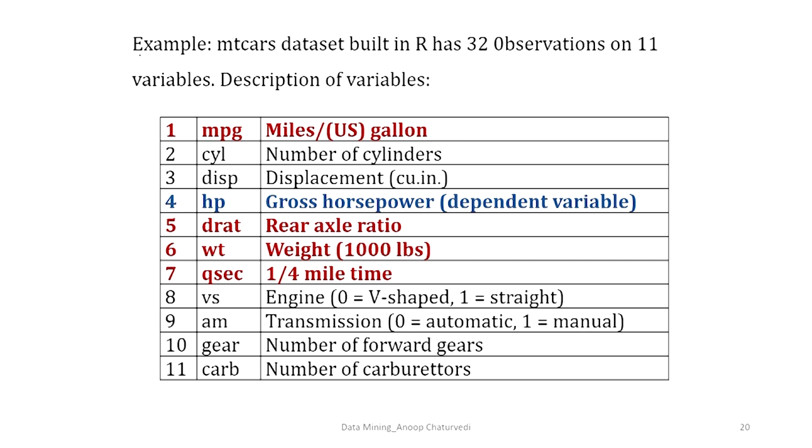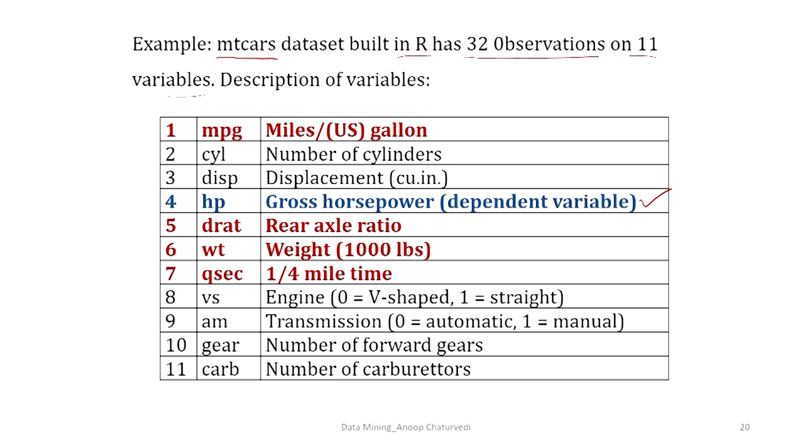Now, in this example, we have taken the mtcars data set, which is available in our software. The data set has 32 observations on 11 variables. The description of the different variables is like this. MPG gives you miles per US gallon, CYL gives you the number of cylinders in the car, DISP gives you displacement, HP is gross horsepower, and in this particular example, we have taken HP as the dependent variable or output variable.